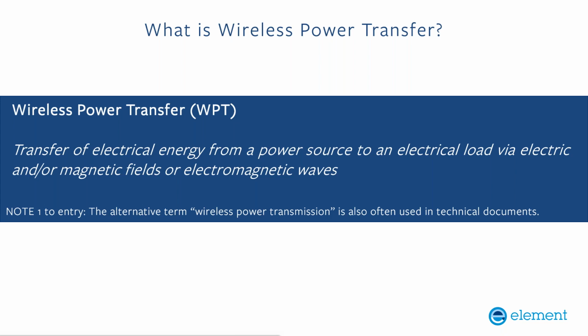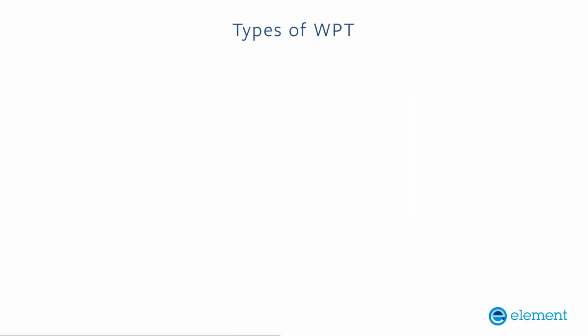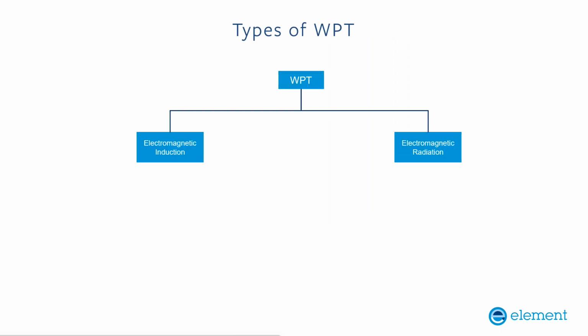Okay, so let's have a look at the different types of WPT. So at the high level, fundamentally, we've got electromagnetic induction and electromagnetic radiation. On the left leg of that decision tree or hierarchy diagram, we then go into inductive coupling. And when we talk about inductive coupling, we're really talking about the transfer of that energy at the power frequency itself, typically 50 or 60 hertz, depending upon what region in the world you're in.